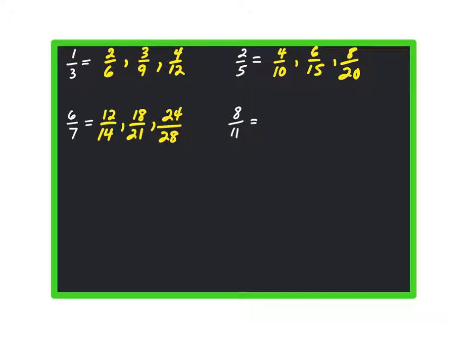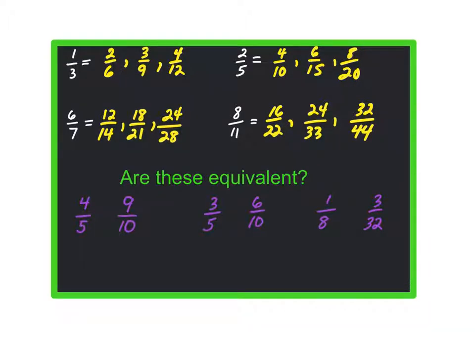And our last one, 8 times 2 is 16. 11 times 2 is 22. 8 times 3 is 24. 11 times 3 is 33. And 8 times 4 is 32. And 11 times 4 is 44. All right, now I have 3 fractions we're going to look at. Are these equivalent?